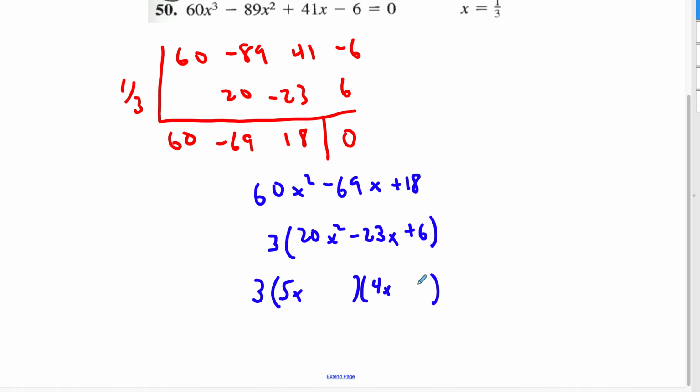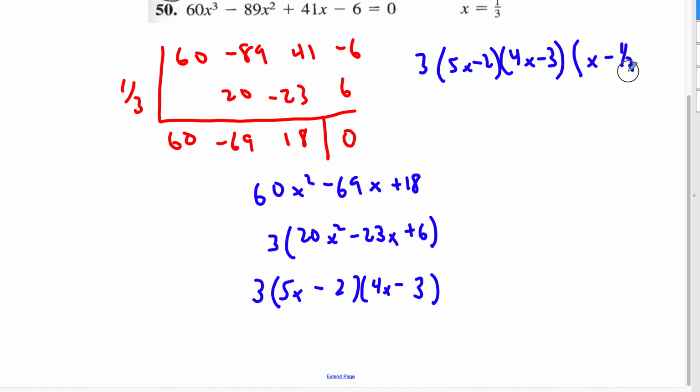If I take 5 times, well, 6, I'm going to use 3 and 2. And because this is positive and this is negative, it means these both have to be negative. Now, if you distribute this out, it does work. So what this means is the final factored form for this original equation is 3 times the quantity 5x minus 2 times the quantity 4x minus 3 times x minus 1/3, right?